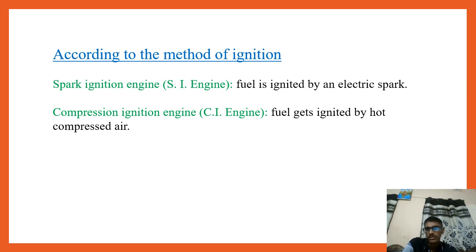Classification based on method of ignition: spark ignition engines and compression ignition engines. In spark ignition engines, the fuel is ignited by an electric spark, like in conventional petrol vehicles. The best examples are two-wheelers from BS3 and BS4. And in compression ignition engines, the fuel gets ignited by hot compressed air.